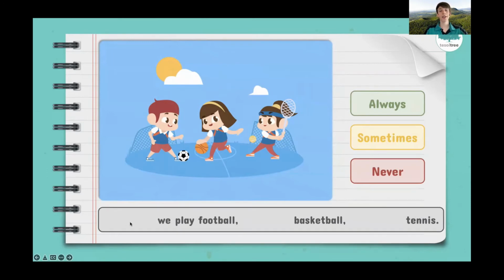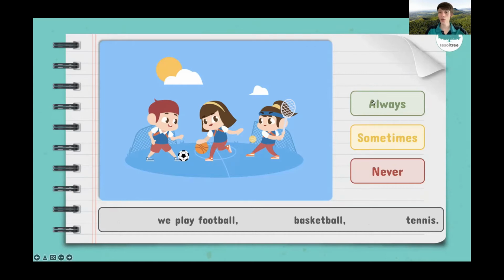So here there are 3 missing words. It's always the same word. We play football, basketball, and tennis. Can we say always we play football, always basketball, always tennis?